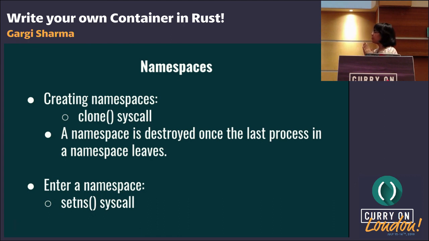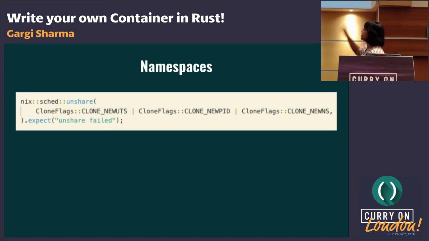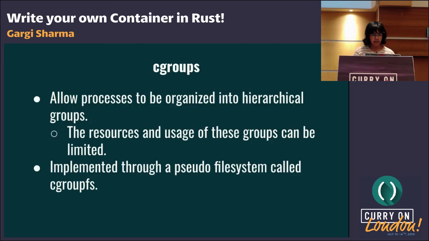So you can also create namespaces by a clone system call, and a namespace will be destroyed once all the processes that are in the namespace leave. And you can also enter an existing namespace by using the setns system call. And this is all that you have to do to create new namespaces. So you call unshare with a bunch of flags. So new UTS is for a new UTS namespace, which is the time sharing namespace. So you can have a different time zone inside your container. Then you can have a new PID namespace, and you can have an entirely new namespace.